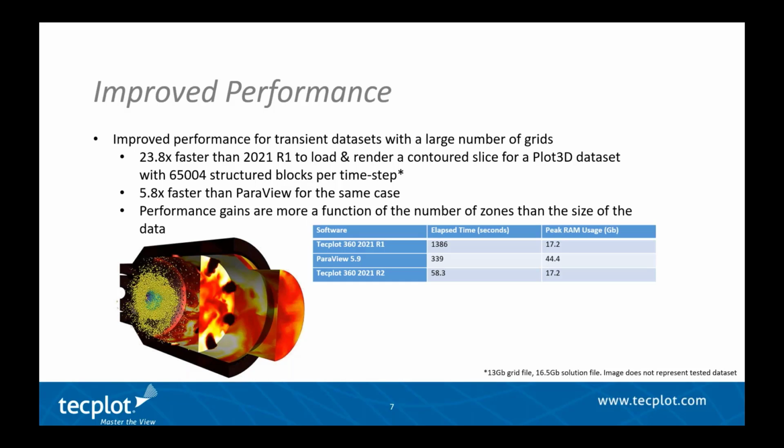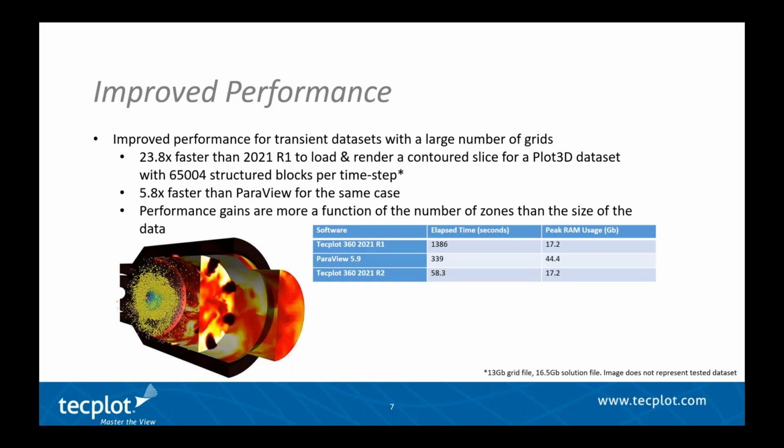Kestrel, a Cartesian off-body grid with 65,000 structured blocks, and it took an inordinate amount of time to load that data and drop a slice through there. And so we found a bottleneck in our code, which we've resolved, and that resulted in this particular data set loading and rendering 23.8 times faster than before. You can see some of the performance results, and that actually brings us down to being also 5.8 times faster than ParaView for this same case.